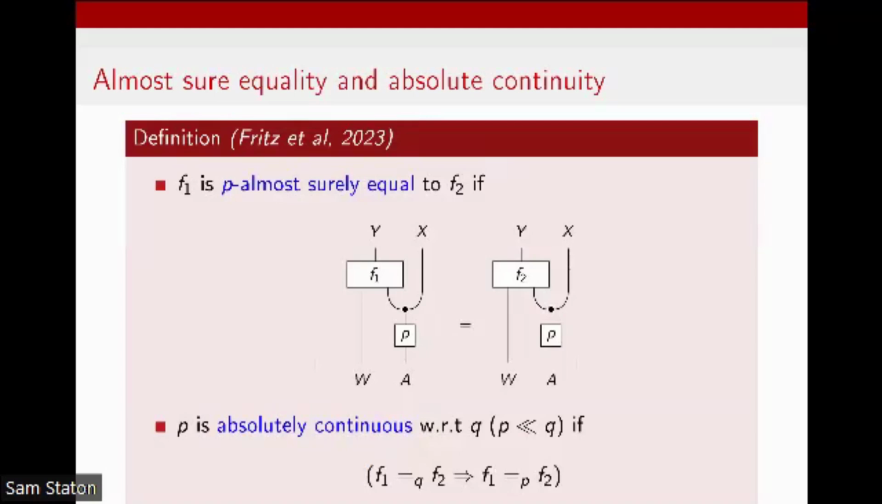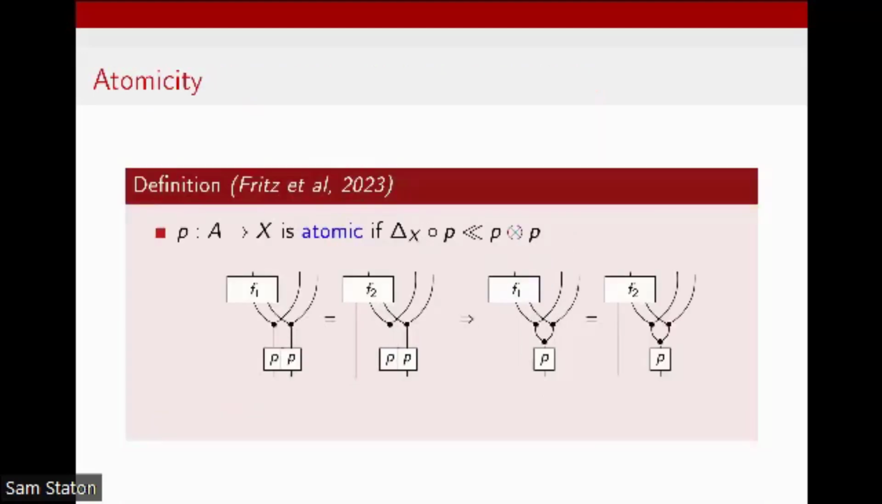And then we recall the notion of almost sure equality in Markov categories, which is a generalization of the usual measure theoretic notion. We say that f1 is P-almost surely equal to f2 if this equation of string diagrams holds. In earlier versions of the axiom we didn't have the extra wire there, but nowadays it is fashionable to put it there as well, so this seems to be a better notion. Then we can say that P is absolutely continuous with respect to Q if Q-almost sure equality implies P-almost sure equality. Okay, and now we are ready to recap the atomicity axiom.